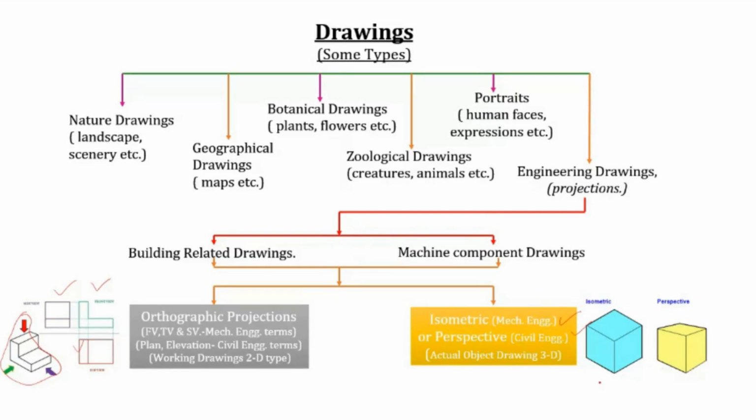So by seeing the picture itself, it can be seen that it is some sort of a cube. By seeing these pictures, just by seeing only these pictures, it is very difficult to understand what is the shape of the actual object. So that is the difference.